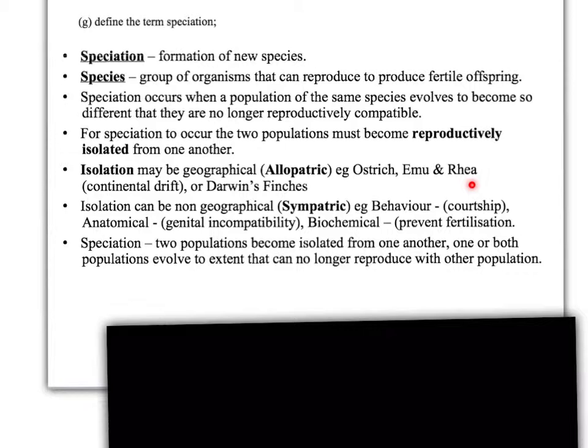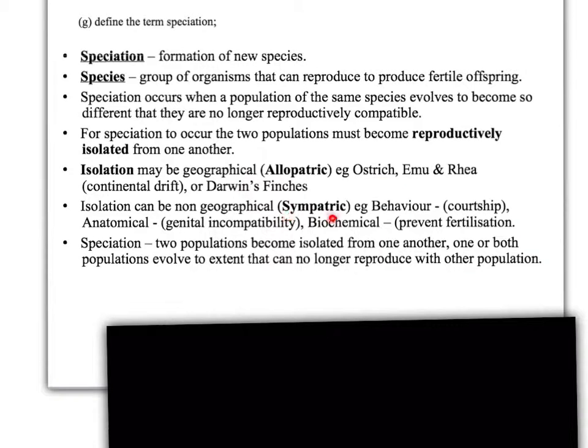They wouldn't be able to reproduce with each other if they were introduced to each other at this stage. Okay, Darwin's finches on the Galapagos Islands, with their different shaped beaks depending on what they feed on, would be another example of allopatric speciation. The finches are isolated from each other because they live on different islands, and the islands are too far apart for the finches to fly between. So that's allopatric speciation: some geographical feature has separated two populations of the same species. Each population evolves differently due to natural selection because of different environments, and they evolve to the extent that they wouldn't be able to reproduce with each other if they were introduced to each other again.